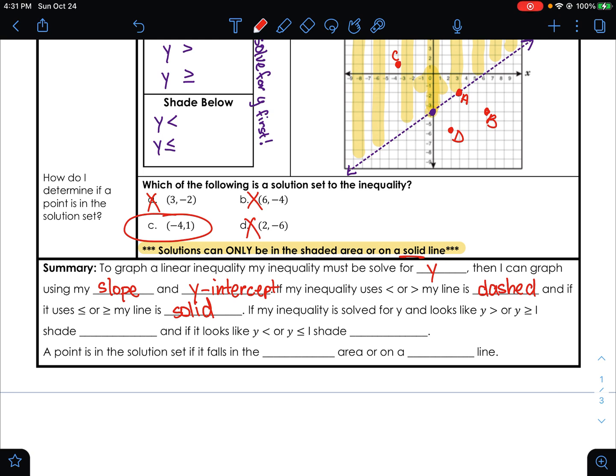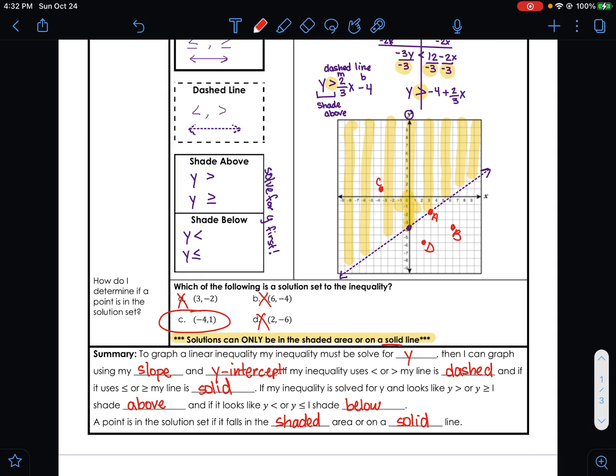If my inequality is solved for y, and it looks like y is greater than or equal to, I shade above. And if it looks like y is less than or equal to, I shade below. Now a point is in the solution set if it falls in the shaded area or on a solid line. That's important to know.